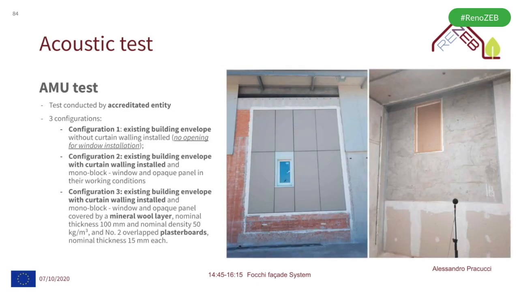Here's the test. In our acoustic chamber, we tested three different configurations. The first is the existing building envelope, so only one brick wall with the results achieved, just to know what the building reference is that we want to move on from, from the insulation point of view. The second configuration is the existing building envelope plus the new RenoZEB curtain wall solution.